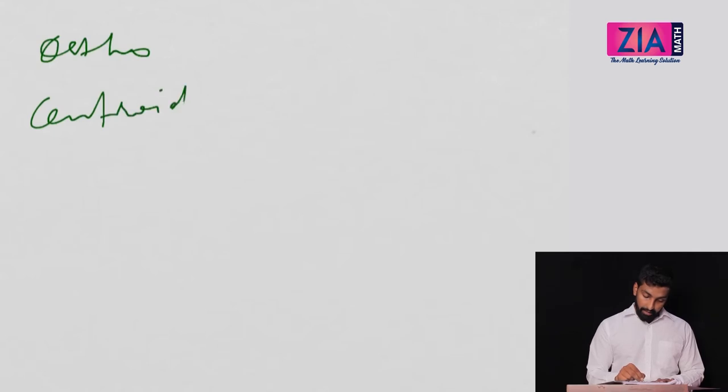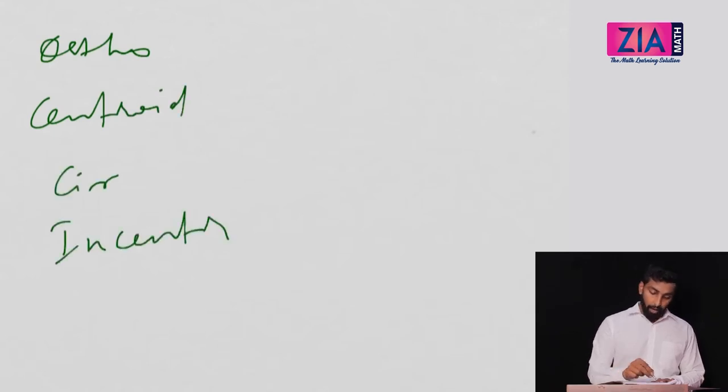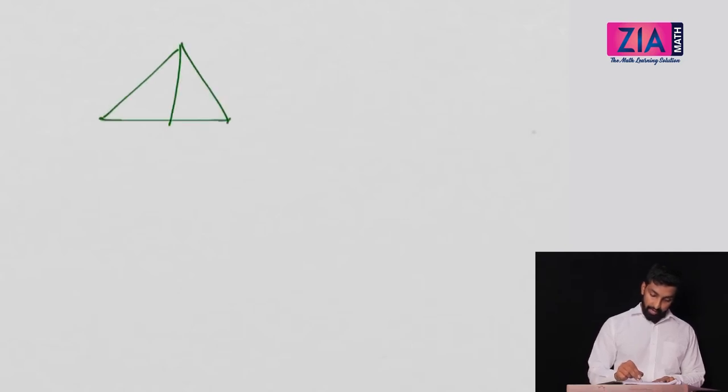Now what do you mean by these concepts like orthocenter, centroid, circumcenter and incenter? What are they? Or what do you mean by altitude, median, perpendicular bisector and angle bisector? What is median? If it's a triangle, the median divides equally. Now what is the altitude?